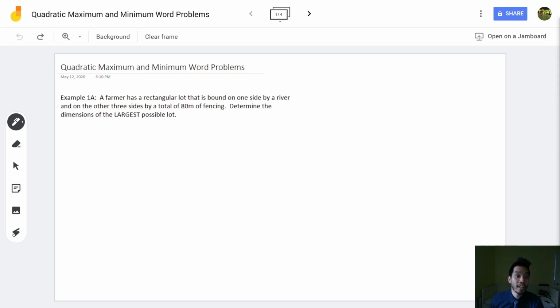Welcome to a lesson on quadratic, maximum, and minimum word problems. So we're going to start off with example 1a, and I'm going to follow up with an example 1b, where we compare the two questions after that.